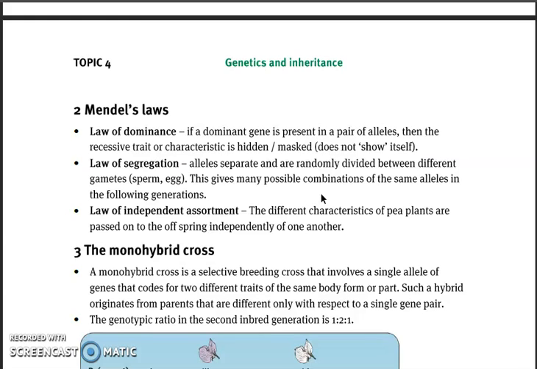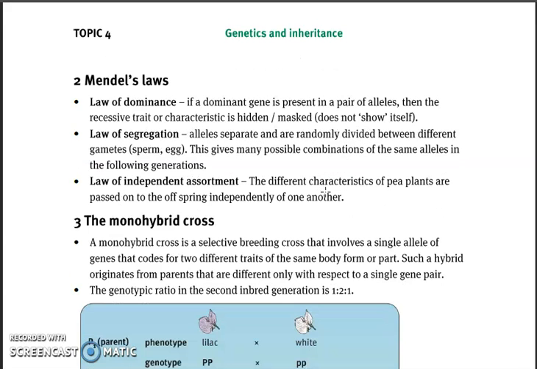His third law was the law of independent assortment. This basically is that the different characteristics are passed down independently. So basically, this tells us that the gene for tallness is independent of your hair color. So these genes can separate and be passed on independently. So we look at them individually.